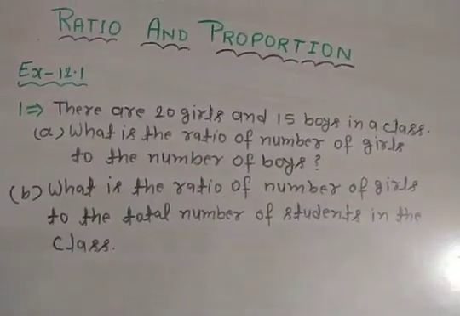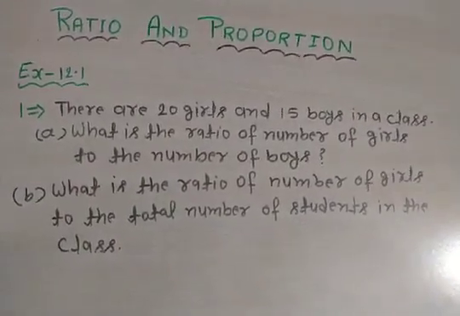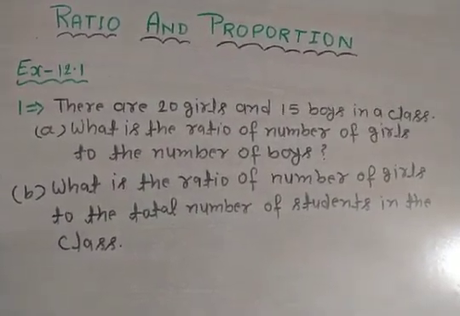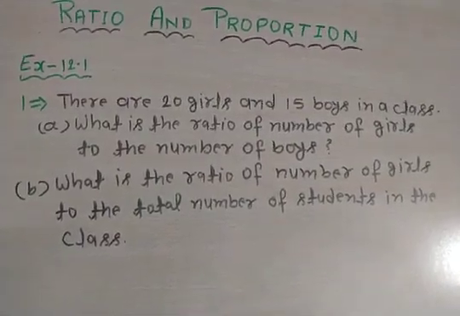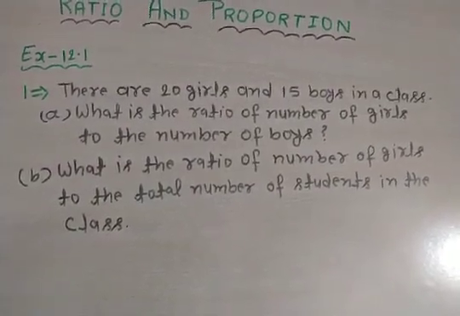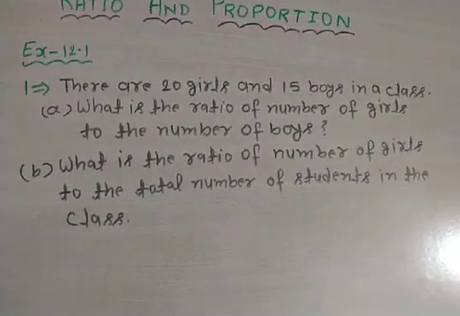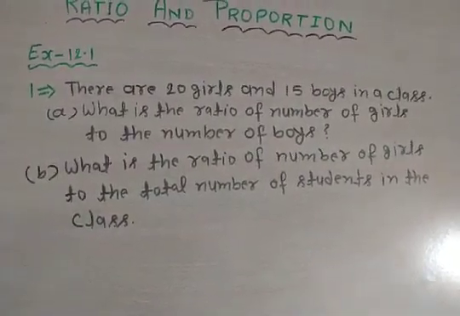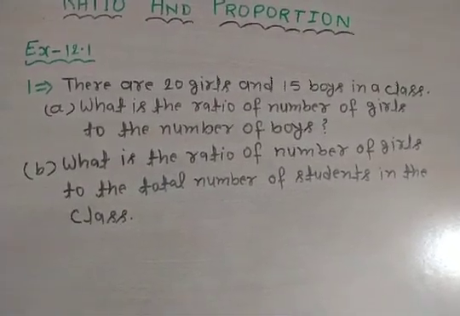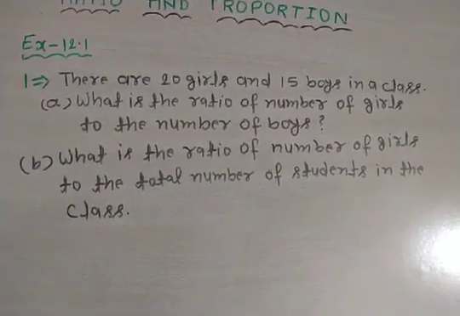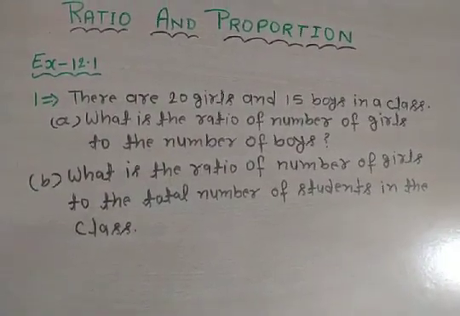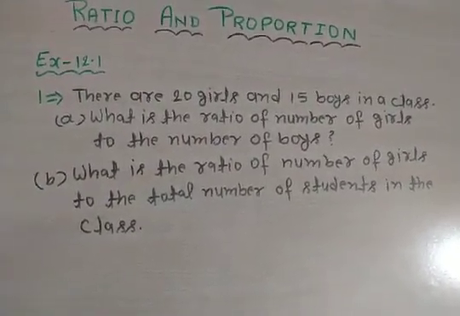Today we are going to solve exercise 12.1 of chapter Ratio and Proportion. Question number 1. There are 20 girls and 15 boys in a class. What is the ratio of number of girls to the number of boys? B part. What is the ratio of number of girls to the total number of students in the class?